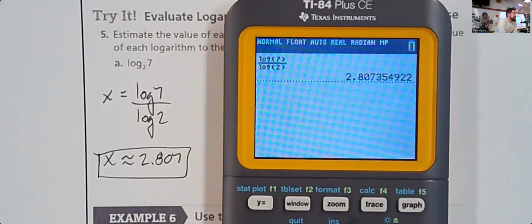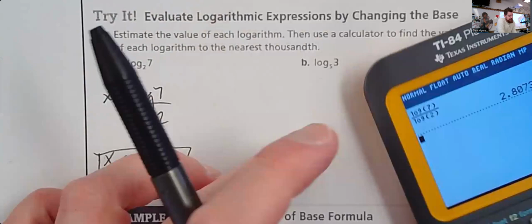So we use the change of base formula. This is going to be mostly useful if you're using a calculator that doesn't do a base other than 10. Or unless, of course, the problem tells you to rewrite it using the change of base formula. In that case, you would need to do that. So try B on your own, see what you get.